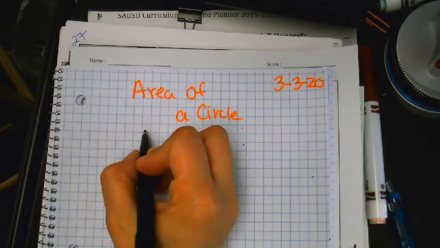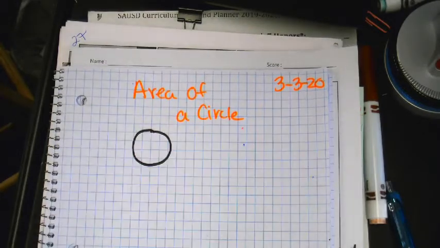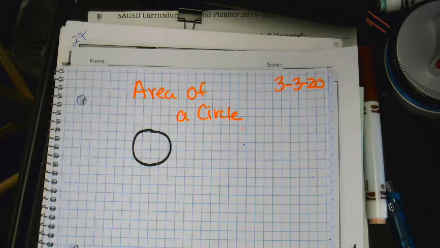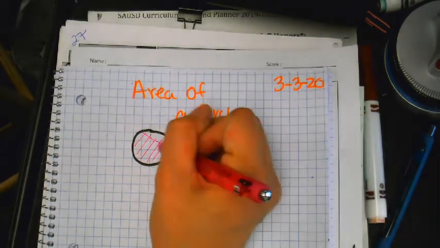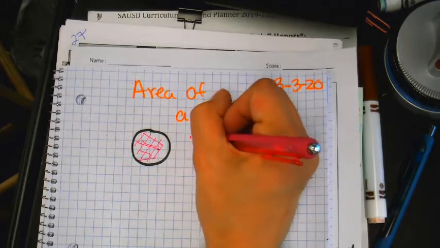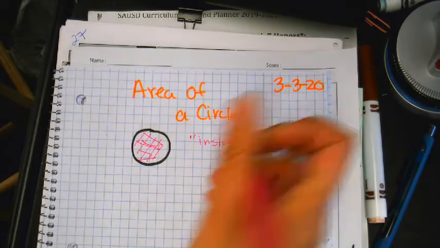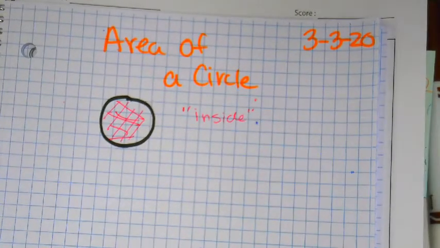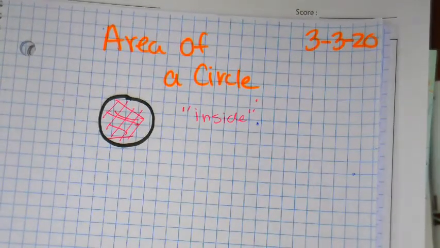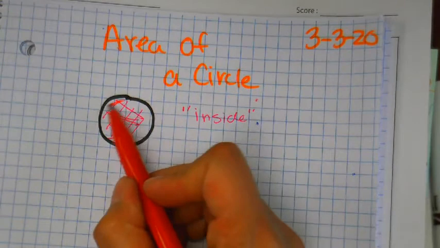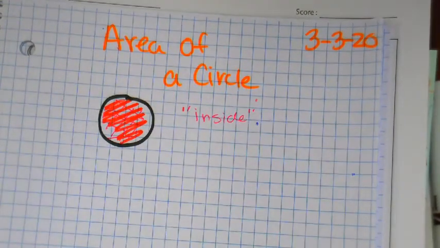Area of a circle. If I have a circle, what part of the circle are we talking about when we talk about area? The inside. Okay? So when we talk about area, we're talking about the inside of the circle. So the inside part of this circle, that's the area, right? We're writing this down?